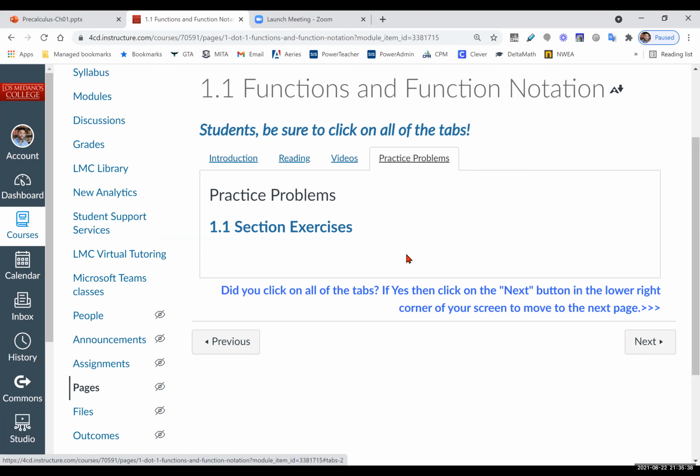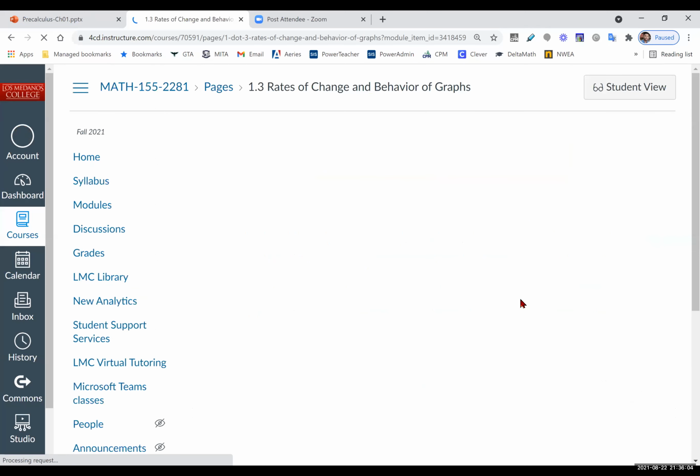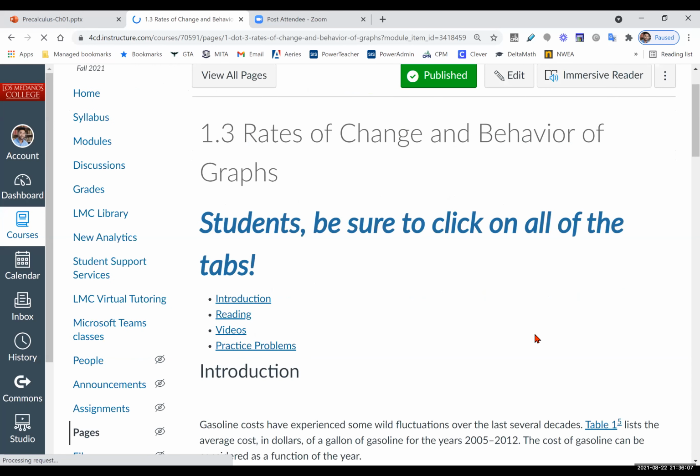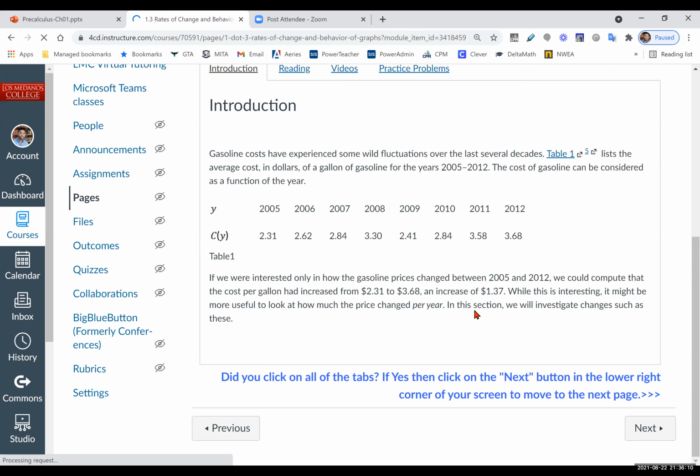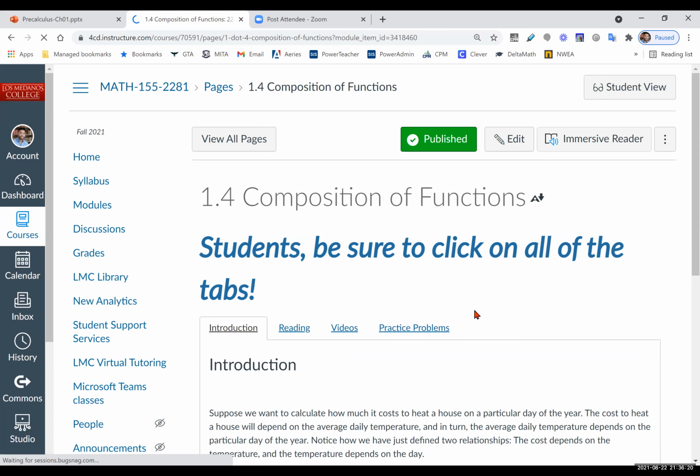So that's the same thing for the next section, 1.2, which is about domain and range. 1.3. And 1.4. So this is always going to be the format of our Canvas for each section. So always expect that there will be 4 sections a week if there is no quiz or test within the week. It's like in a regular semester when we are back in the classroom, expect about 2 sections a day.